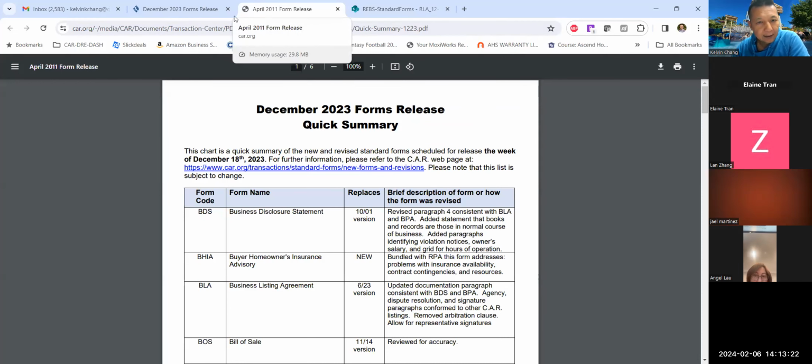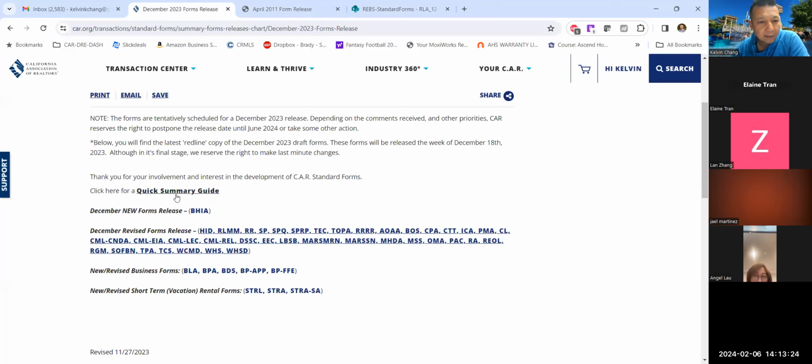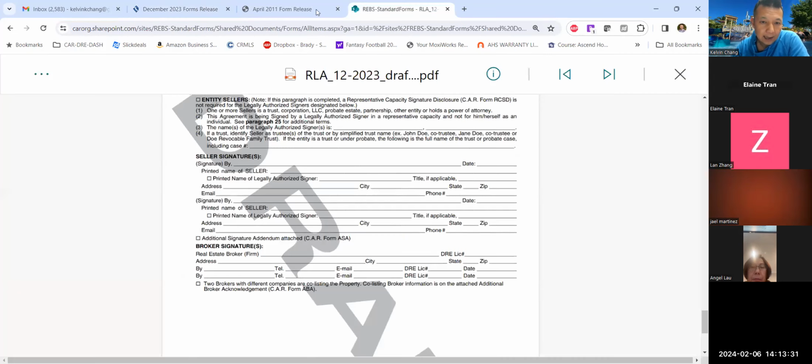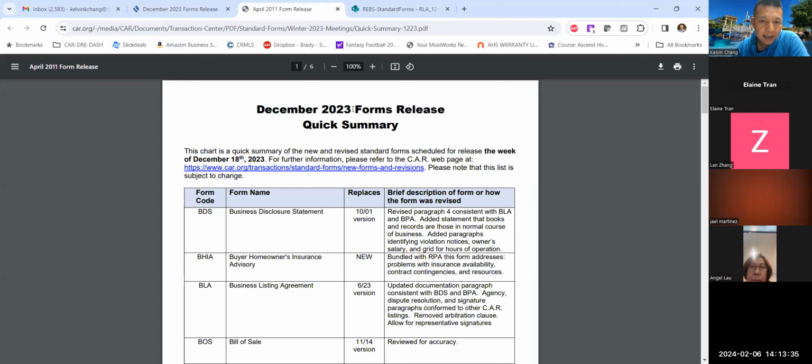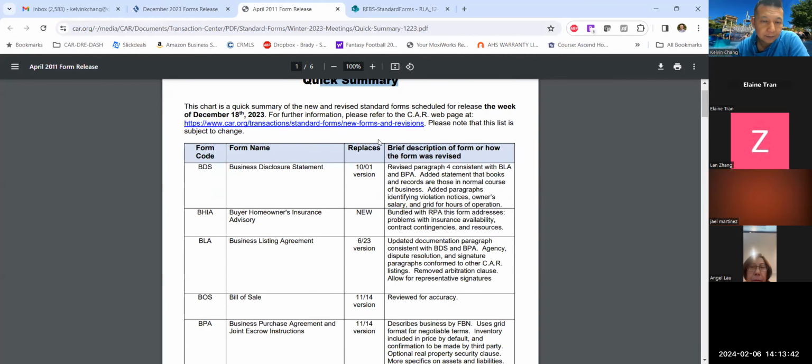When you clicked on the December forms release, first I also want to show you the quick summary guide here. And so let's take a look at it now. Do you guys see my tab, December forms release quick summary? Yes. Okay, thank you, Lan.